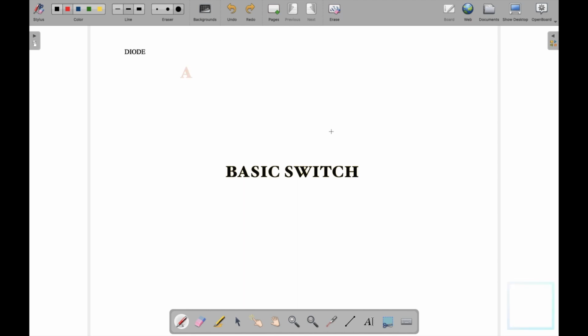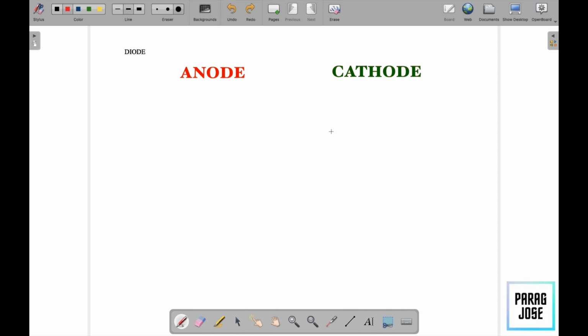The diode unit basically has two terminals, the anode and the cathode terminal. The anode terminal will be connected to the positive and the cathode terminal will be connected to the negative of a power supply. Diodes are used in the majority of applications like rectifiers, inverters and so on.